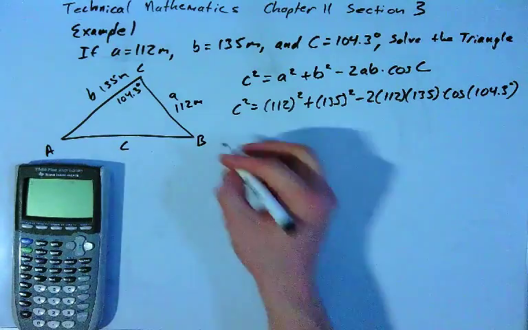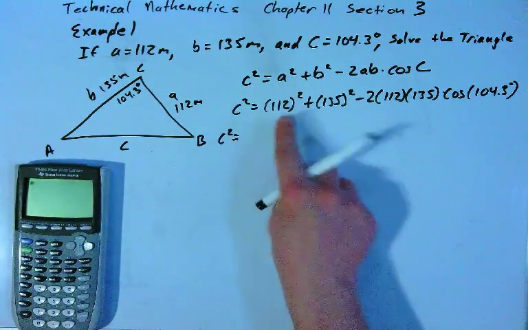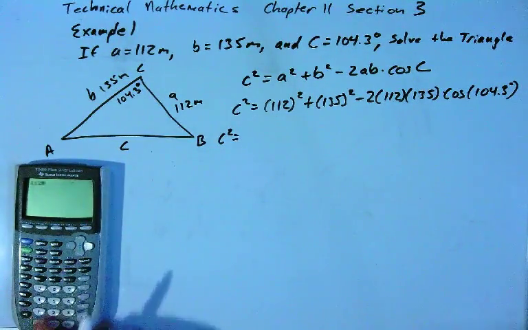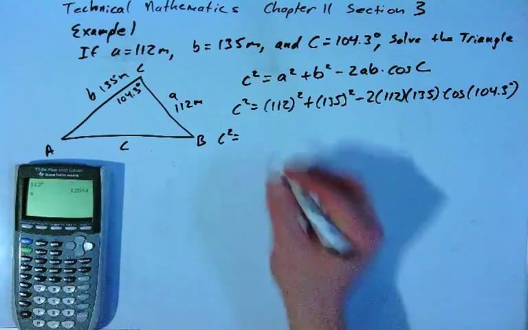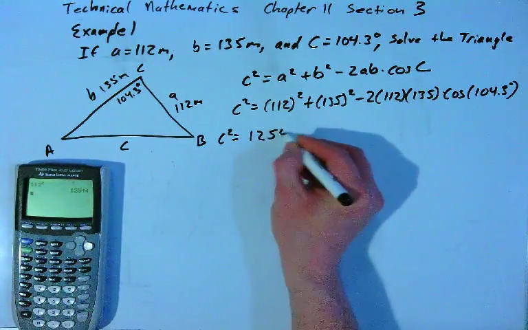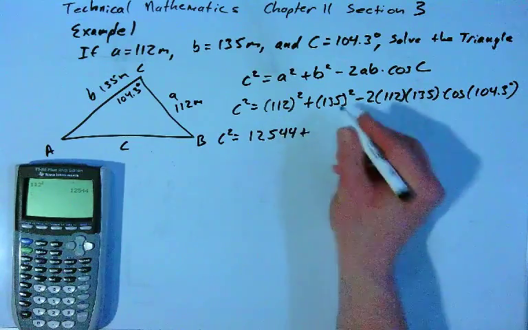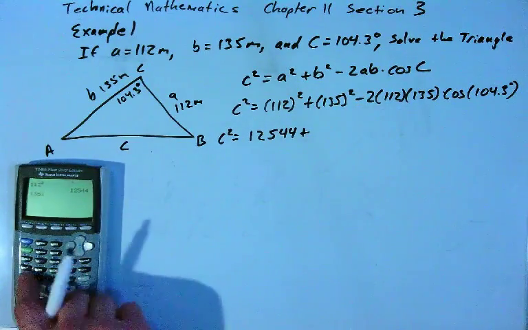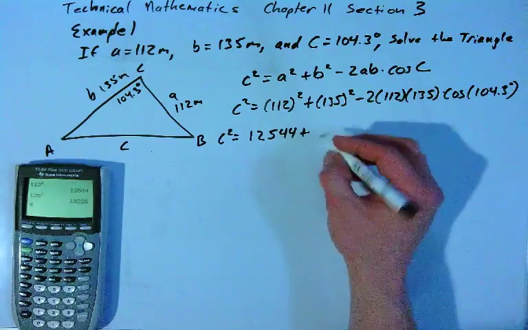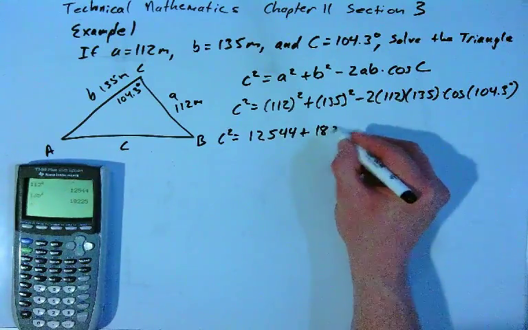So what I'm going to do is start here with C squared equals. I'm going to square 112, so 112 squared. I'm going to get a big number, 12,544, plus 135 squared. 135 squared is 18,225.